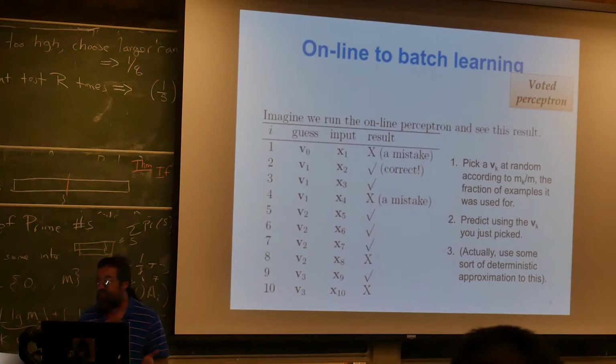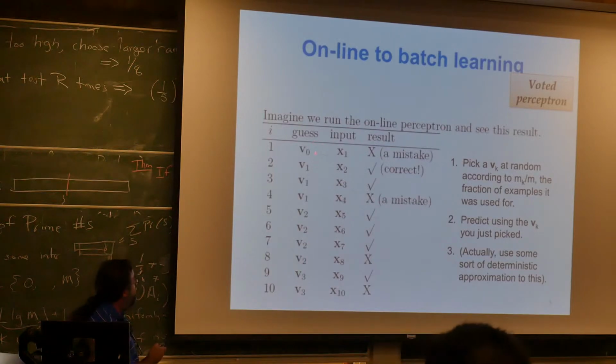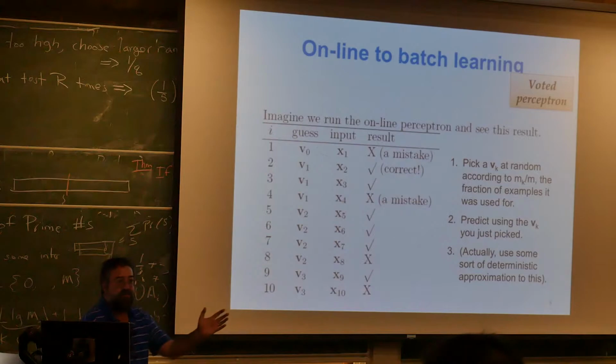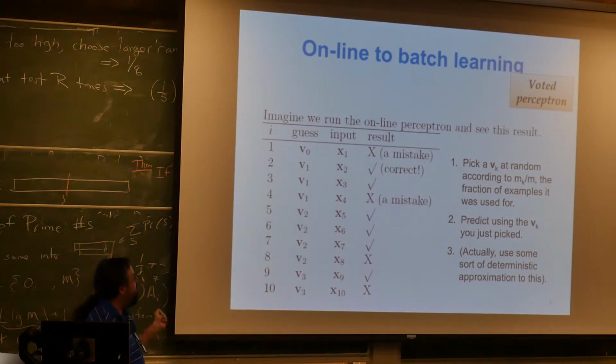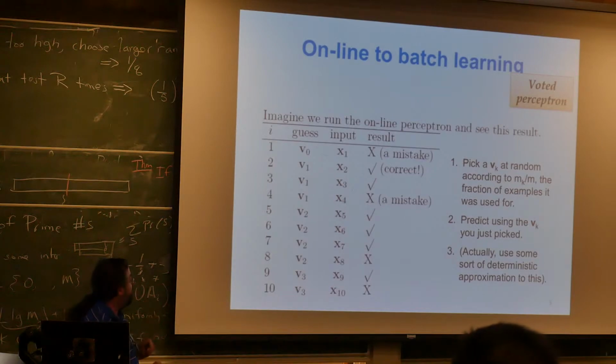So the voted perceptron is based on this simple idea. We look at all the hypotheses that the online learner has entertained during the course of its learning process, right? And it turns out you can make some claims about a randomized algorithm. The randomized algorithm is you pick one of these at random according to basically how many examples it was used for. So the weight for that is mk over m. So you pick one at random, then you predict using that hypothesis, okay?